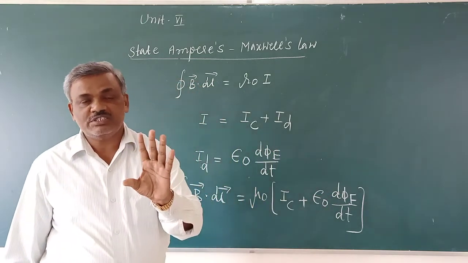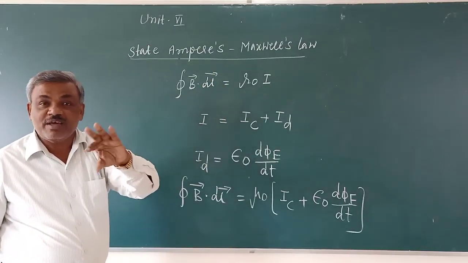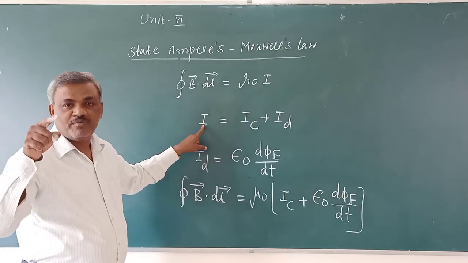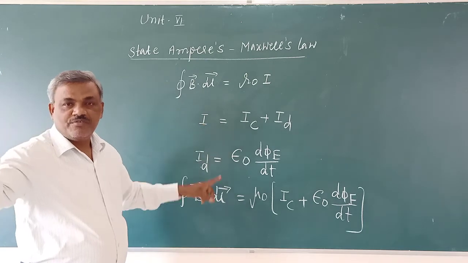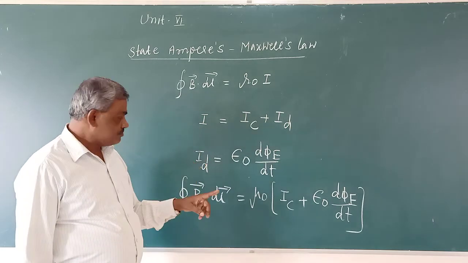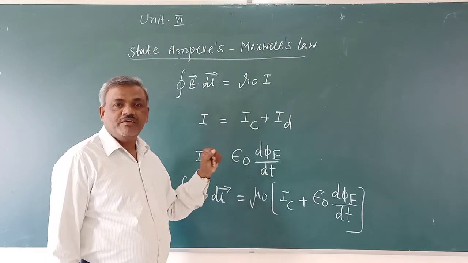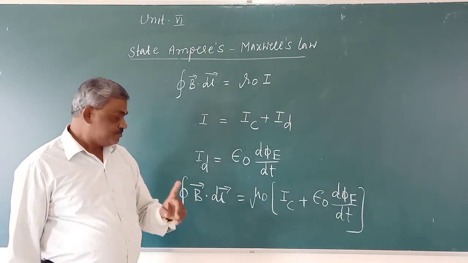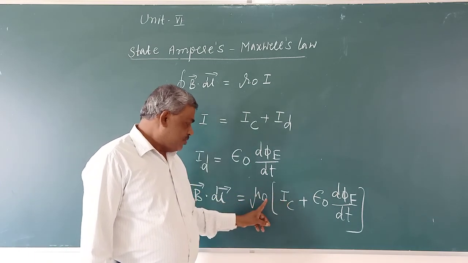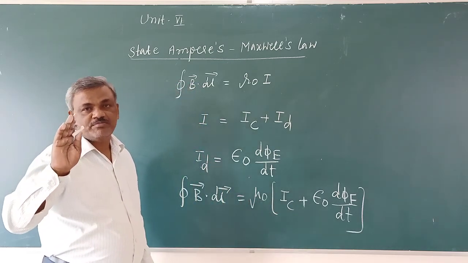So this is a 2-mark question: state Ampere's Maxwell law and write the mathematical expression. The total current passing through any surface which is a closed loop is equal to the sum of conduction current and displacement current. The displacement current ID equals epsilon naught dΦE by dt. So finally, the formula is the line integral B dl equals mu naught into IC plus epsilon naught dΦE by dt. This is Ampere's Maxwell law.